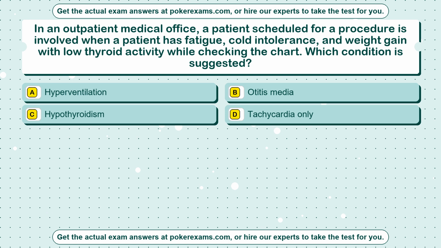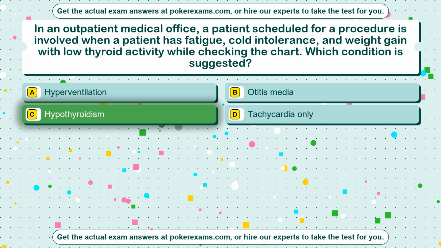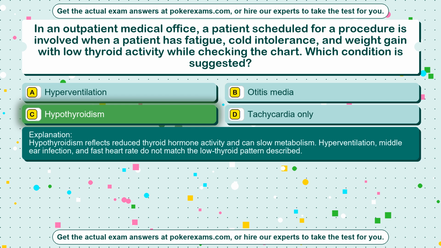Question 62. In an outpatient medical office, a patient scheduled for a procedure has fatigue, cold intolerance, and weight gain with low thyroid activity while checking the chart. Which condition is suggested? Option A, hyperventilation. Option B, otitis media. Option C, hypothyroidism. Option D, tachycardia only. The correct answer is option C, hypothyroidism. Hypothyroidism reflects reduced thyroid hormone activity and can slow metabolism. Hyperventilation, middle ear infection, and fast heart rate do not match the low thyroid pattern described.